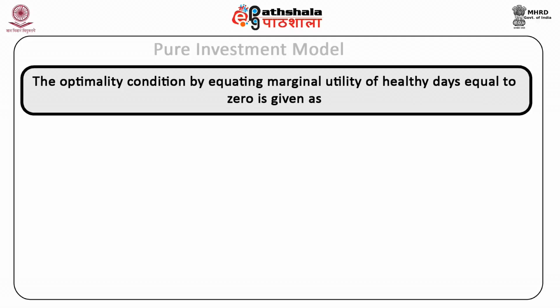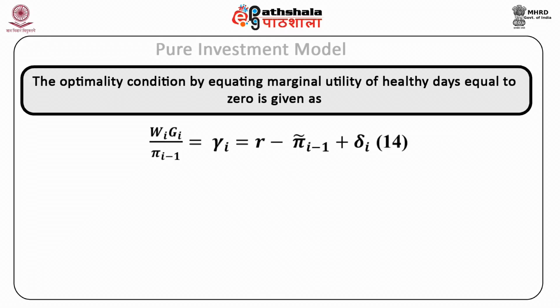The optimality condition, by equating marginal utility of healthy days equal to 0, is given as Wi into Gi upon pi i minus 1 is equal to Yi is equal to R minus pi delta i minus 1 plus lambda i. Equation 14. It is assumed that gross investment is greater than 0, as 0 gross investment will result in cost of capital always greater than its marginal benefits.